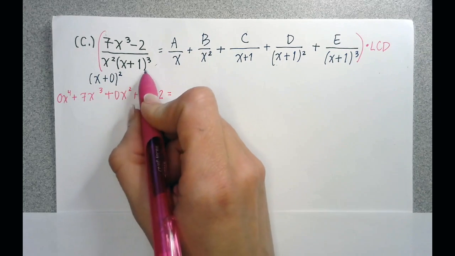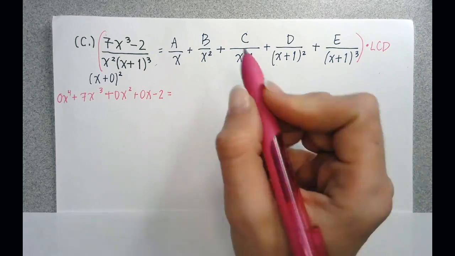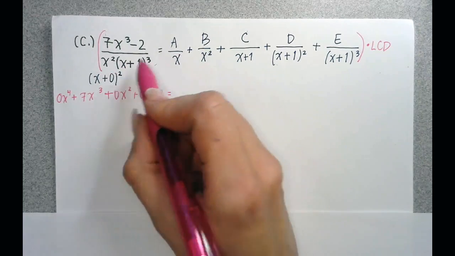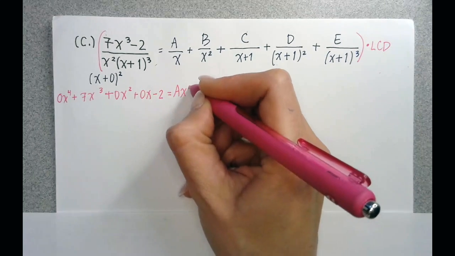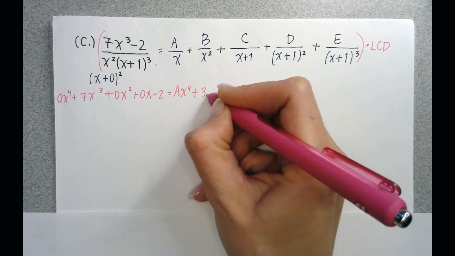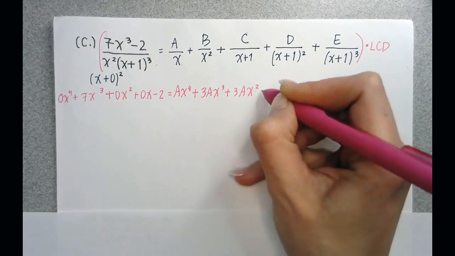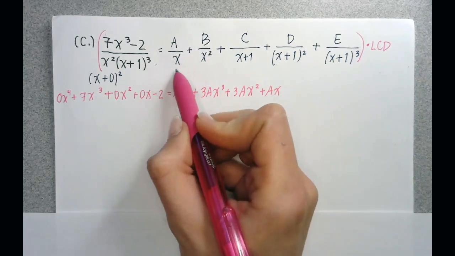You should be able to expand x plus 1 to the third using Pascal's triangle very quickly at this point. If not, you're going to have to go and practice that at another time. So I'm going to expand this and distribute the other leftover x with the a all at once. That will give me a x to the fourth power plus 3a x to the third plus 3a x to the second plus 1a x. So that right there is done.